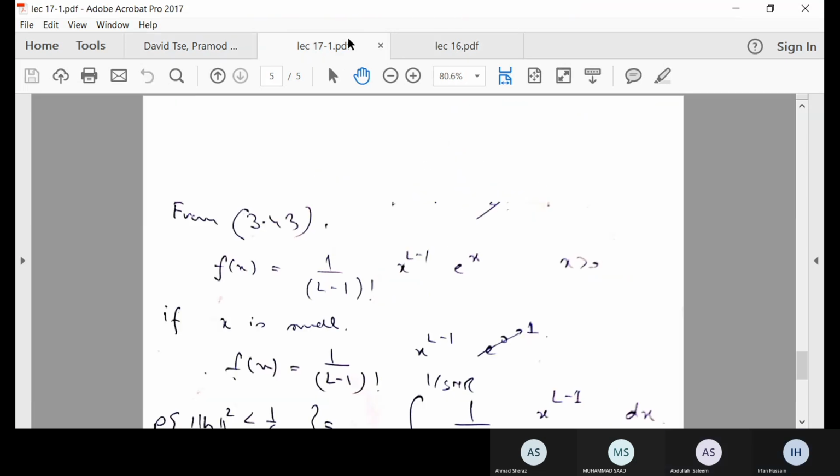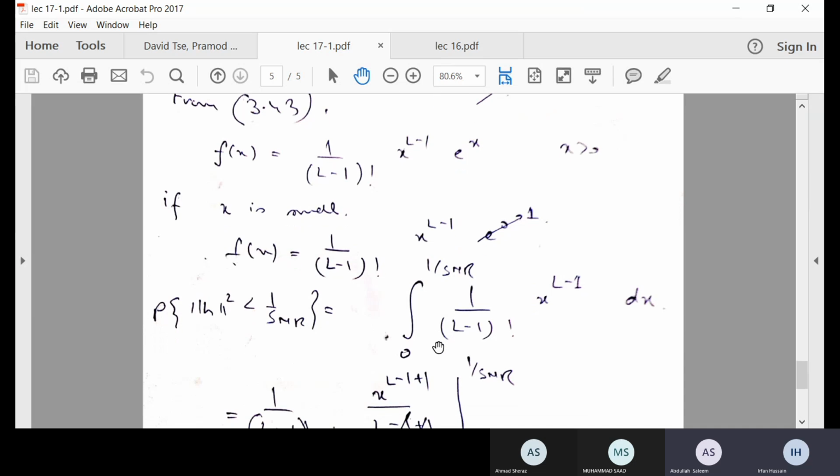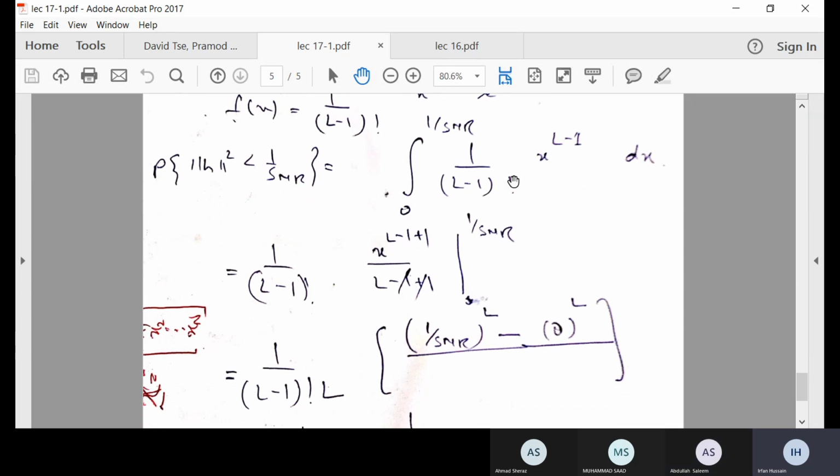So simple. This was your chi-square distribution. So if your x is small, then this is a very small number, e to the power of 0 is approximately 1. You can just approximate it like this. And the probability that this random vector is less than 1 over SNR is the integral from 0 to 1 over SNR of this approximated distribution. And you do the integration. And you can then put the limits. For 0 it will be 0, but for 1 over SNR, that will be 1 over SNR to the power L.